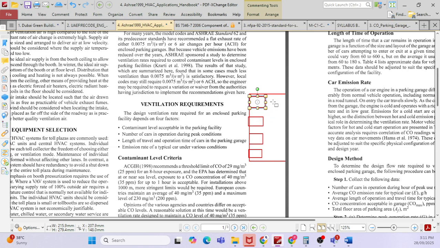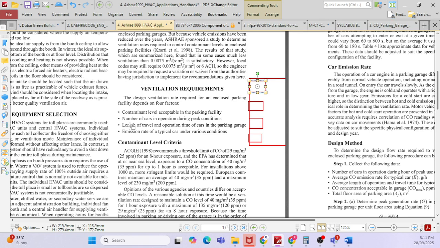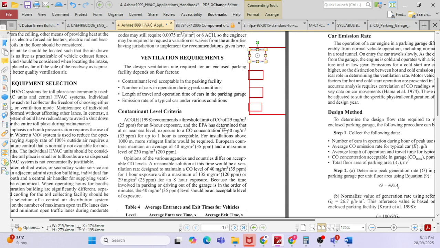Whenever it goes through the parking, what will happen? It will emit gas, right? Carbon monoxide. Okay, so that is what we are going to see here: length of travel and operation time of cars in the parking garage, and emission rate of a typical car under various conditions. So you can see the contaminant level.